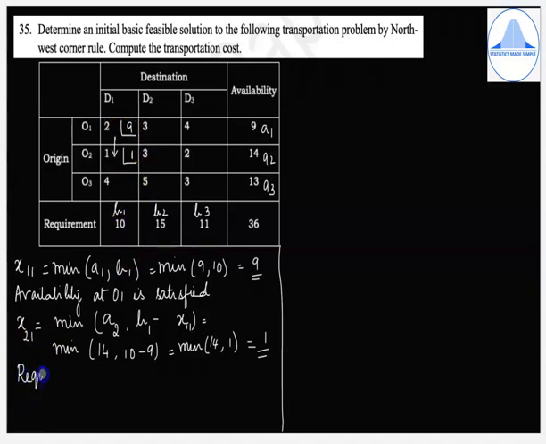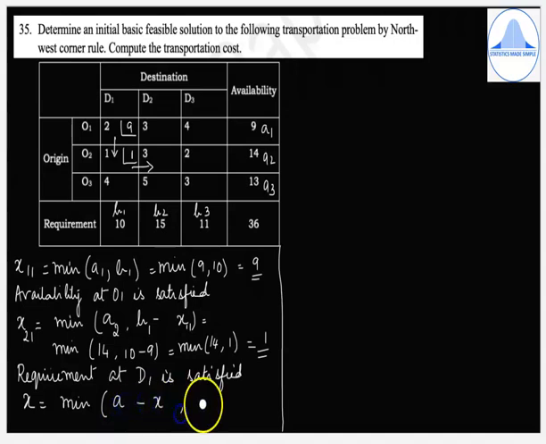So now we write requirement at D1 is satisfied. So now when a requirement is satisfied, you have to move to the right cell. So we were here, so now we have to move to the right, means draw an arrow from this cell to this particular cell over here. Now this cell is x22. So when requirement is satisfied, the formula for the allocation is x is equal to minimum of a minus x comma b.